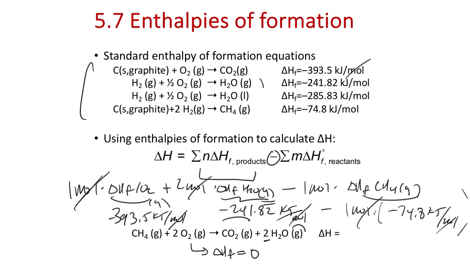Otherwise I keep getting the wrong answer. So minus 393.5 plus 2 times negative 241.82 minus negative 74.8. There it is, minus 802.3 kJ. Not kJ per mole, all the moles have canceled, so this is just units of kJ.